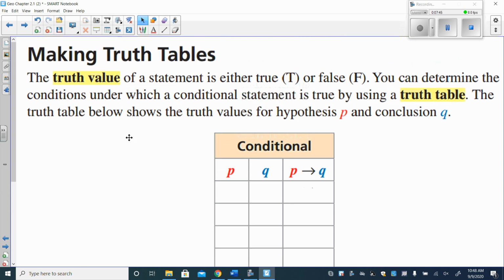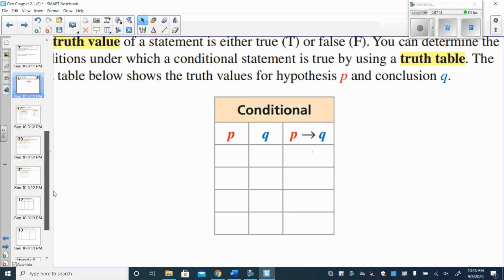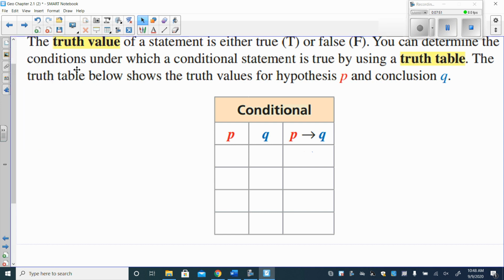Truth tables. So we have these truth table values. And this is going to be a little bit weird for some of y'all. P is the hypothesis, Q is the conclusion. Well, if the hypothesis is true and the conclusion is true, then P implies Q is true. Okay, that makes sense. If our hypothesis is true and our conclusion is false, it means the statement's false.